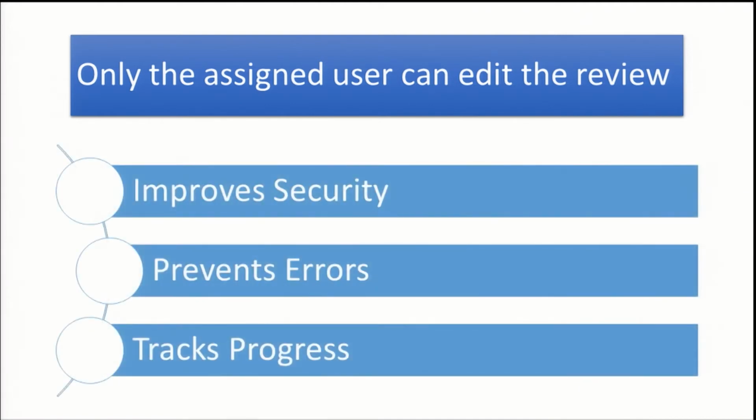There are several reasons for this feature. First, it improves system security and data integrity by allowing only those users with the correct privileges to make changes to the environmental review. Second, it helps prevent errors by limiting the review to only one editor at a time. Third, the assign feature tracks the review process by recording each user who has edited the review and which reviews may be ready for HUD approval.